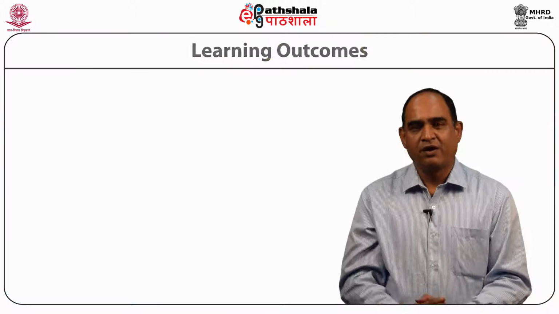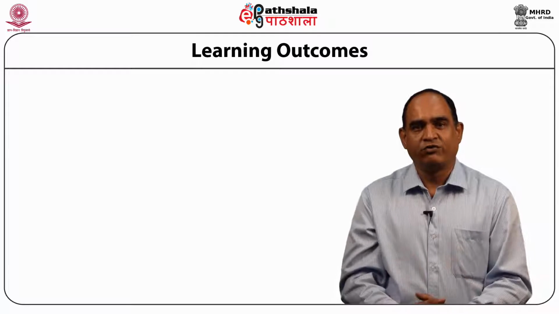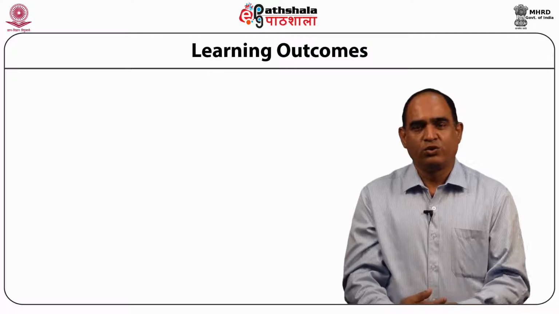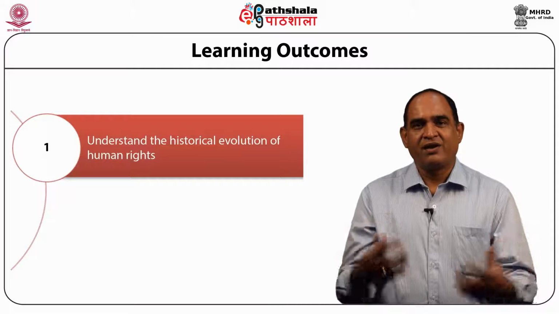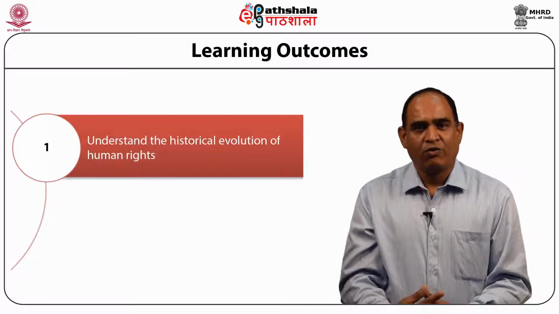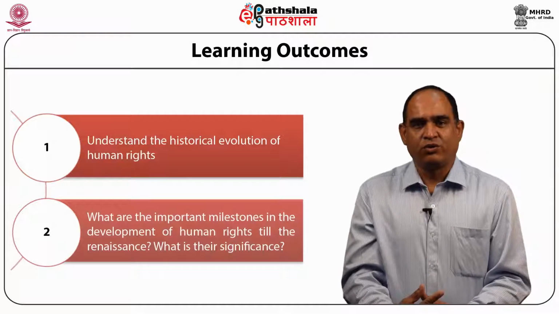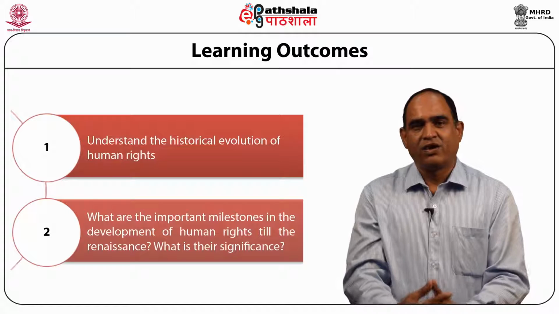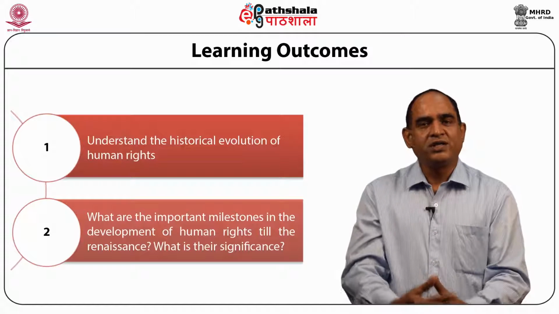Now, students, let us look at the learning objectives for this module. Once you are through with this module, you should be in a position to understand the historical evolution of human rights. How did they evolve over the millennia, and what are the important milestones in the development of human rights till the Renaissance period or the end of the 17th century, and what is the significance of each of these milestones?